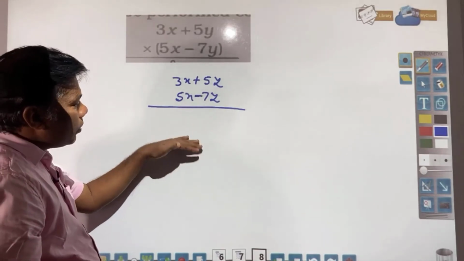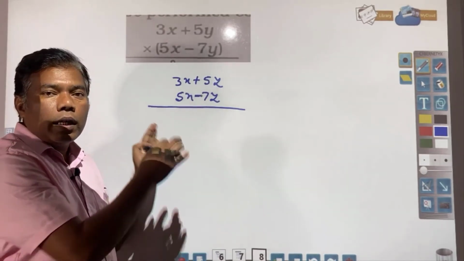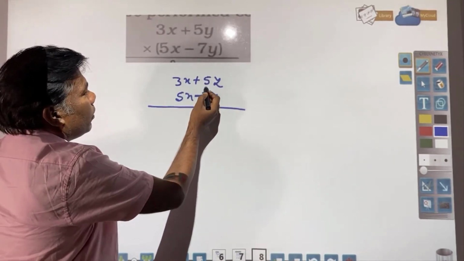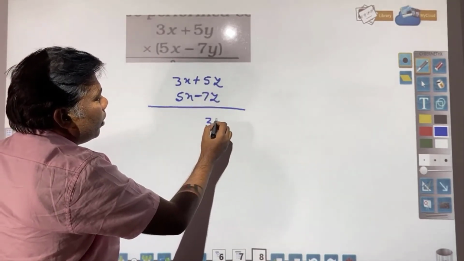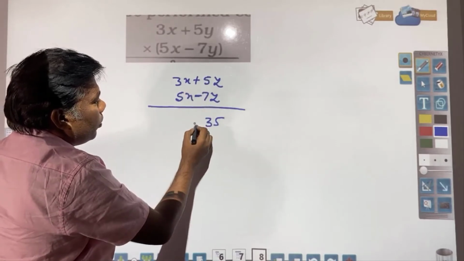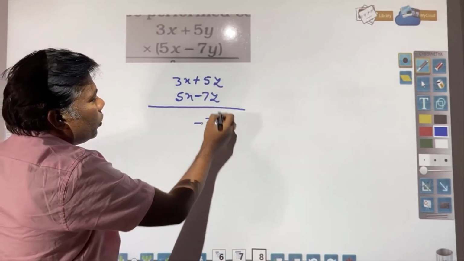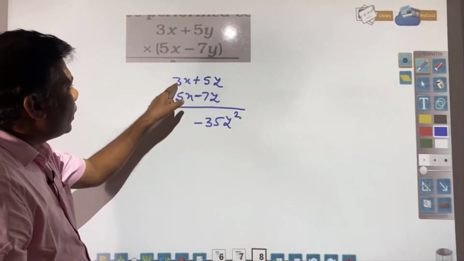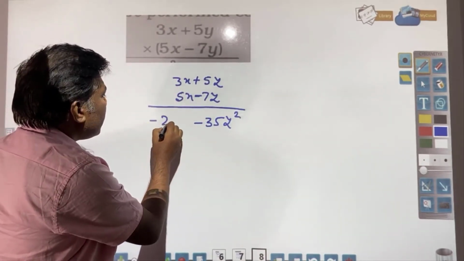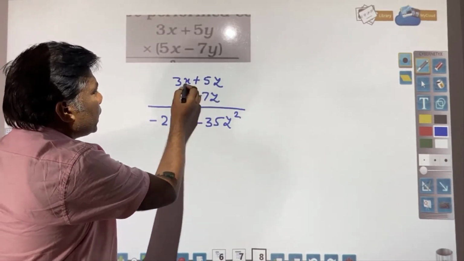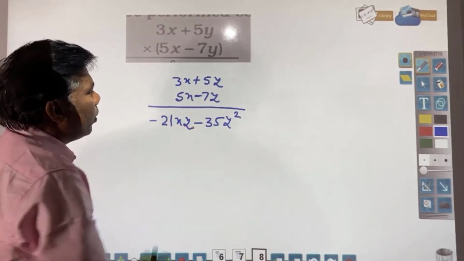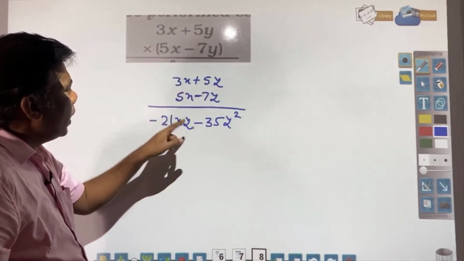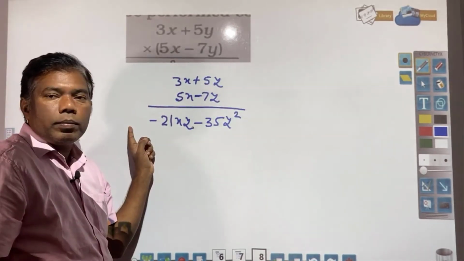And like terms are required to be written in proper column separately. So here you see 7 5s are 35, and minus into plus will be minus, y into y, y square. This you have got. Then 7 3s are 21xy. This you have got. So with minus 7y you have multiplied and you have got these terms.